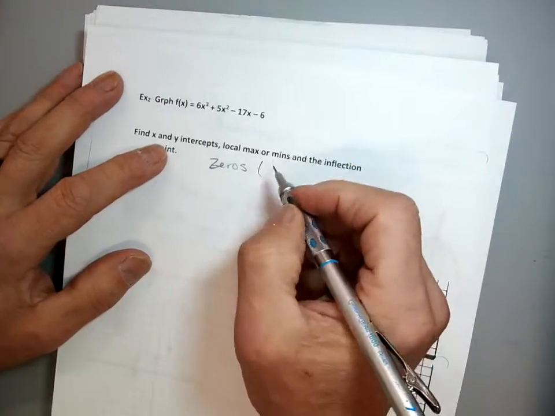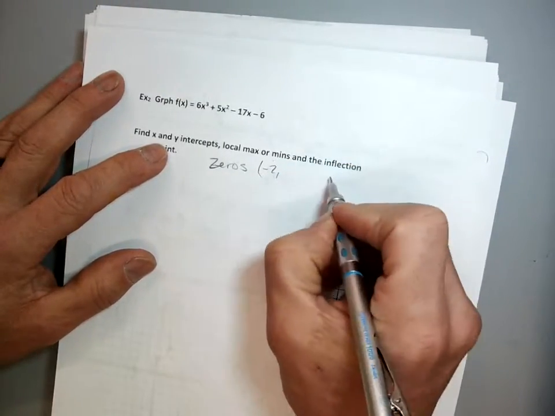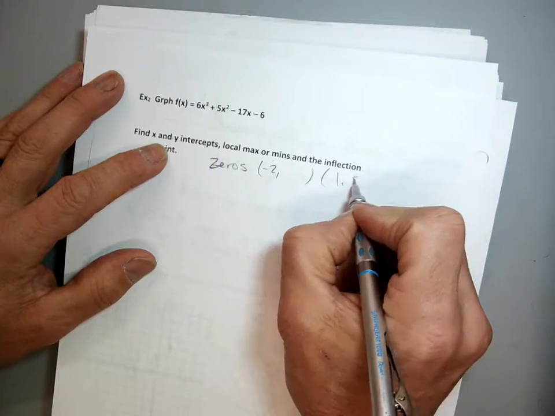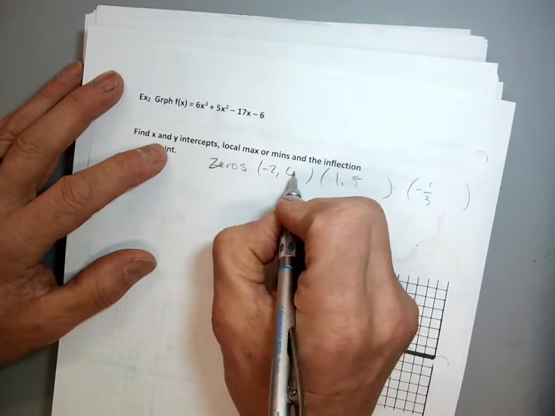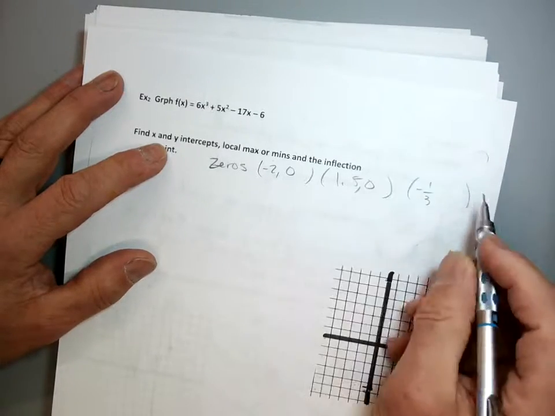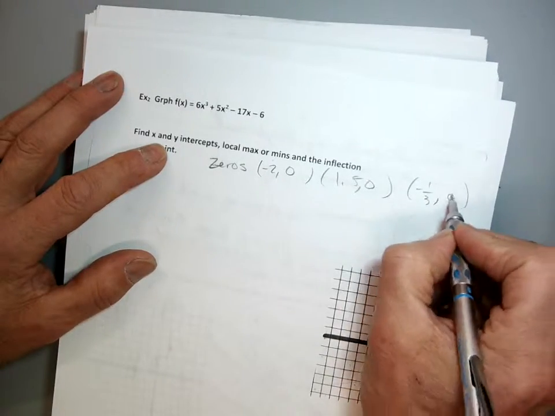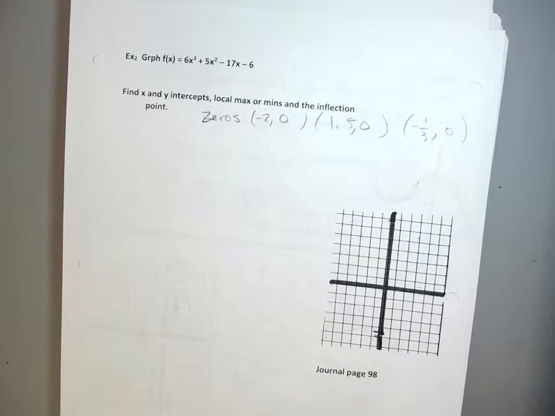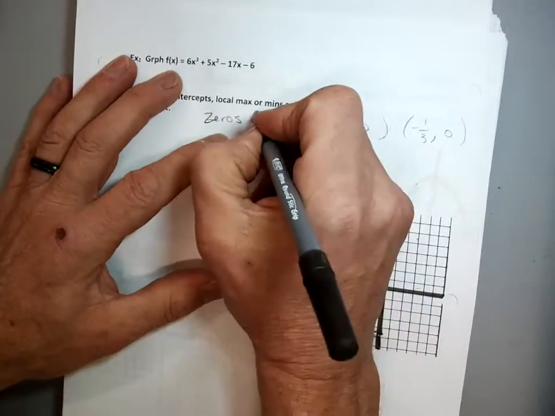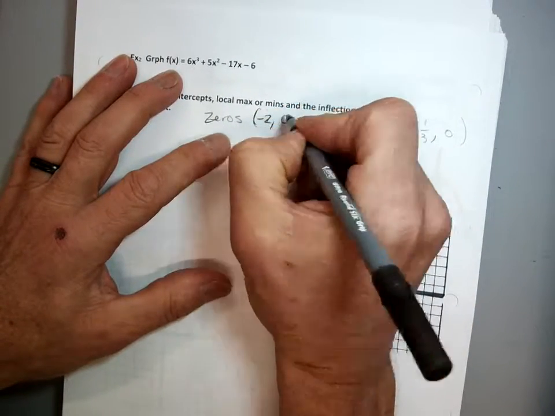And what were they again? Negative 2, 1.5, and negative 1/3. So it's negative 2, 0, 1.5, 0, and negative 1/3, 0. Okay, everybody agree with that? So at least that saves us some time. I did that on purpose. Did that on purpose, to save ourselves a little bit of time. Let me make this a little bit darker, okay?